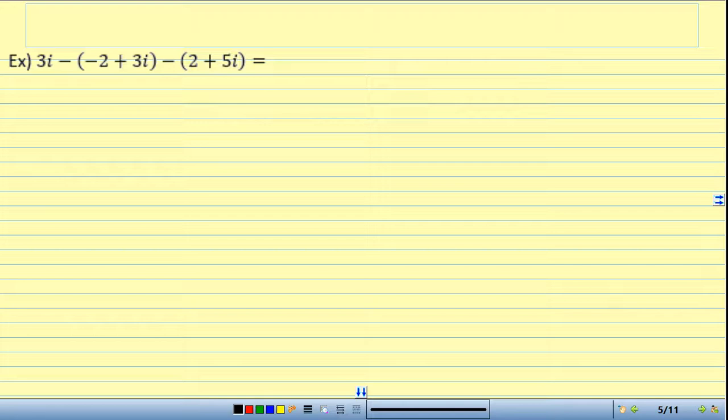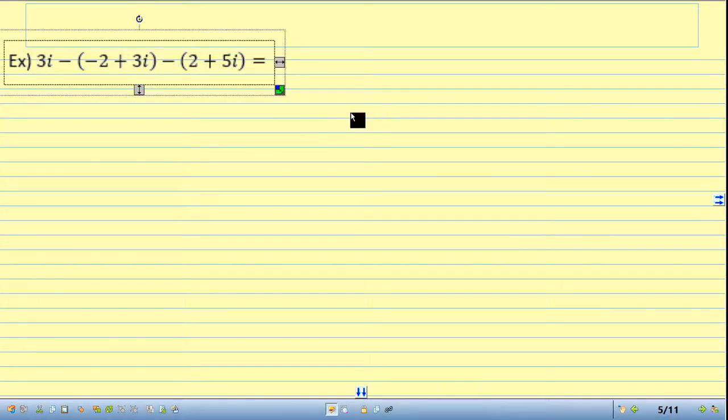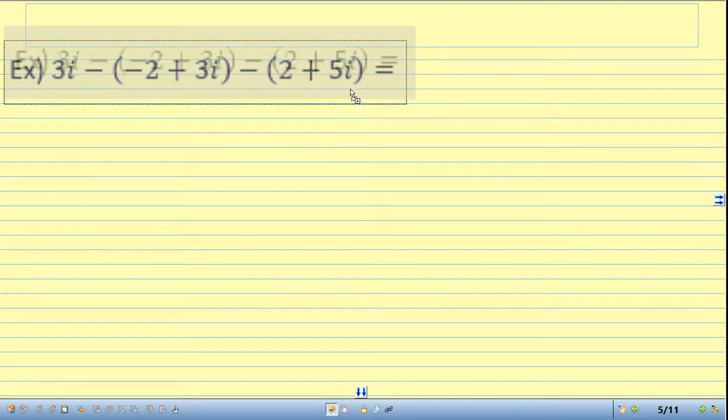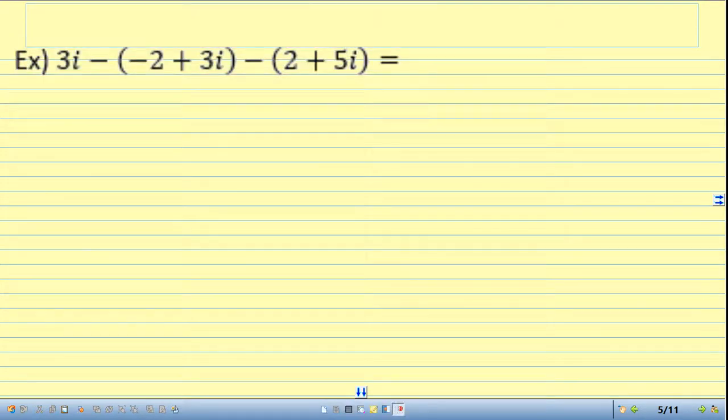Moving right along. You have 3i minus a negative 2 plus 3i. You know what? I need to make this larger, don't I? I think I do. Okay. So there you go. Got it a bit larger.